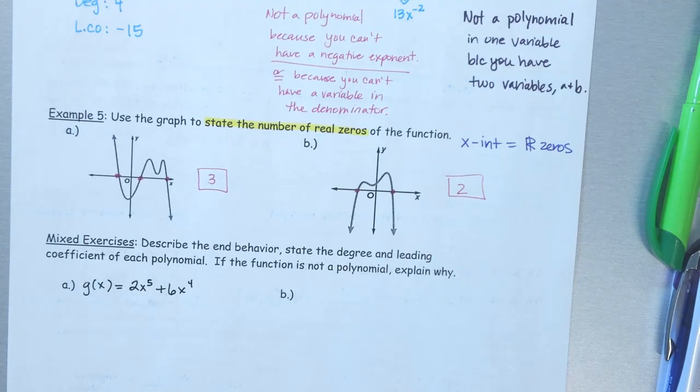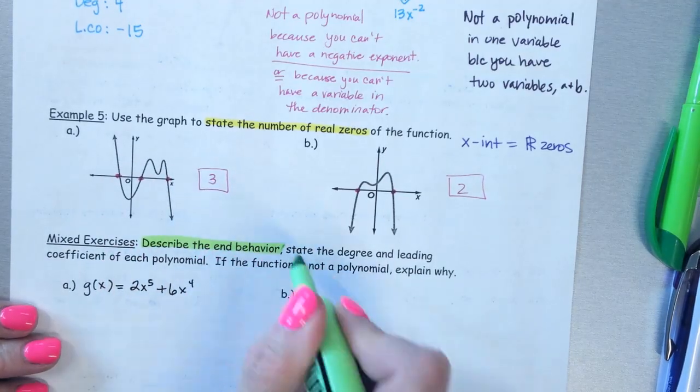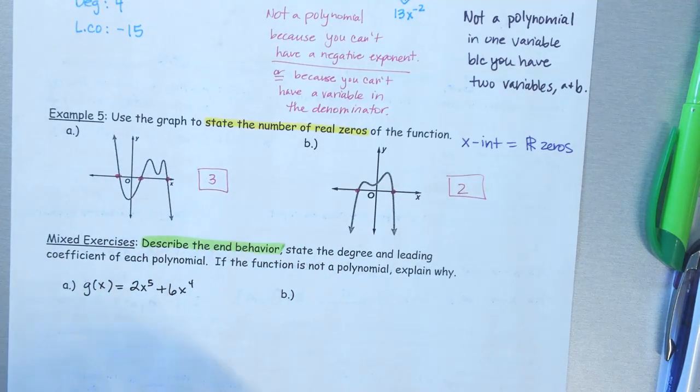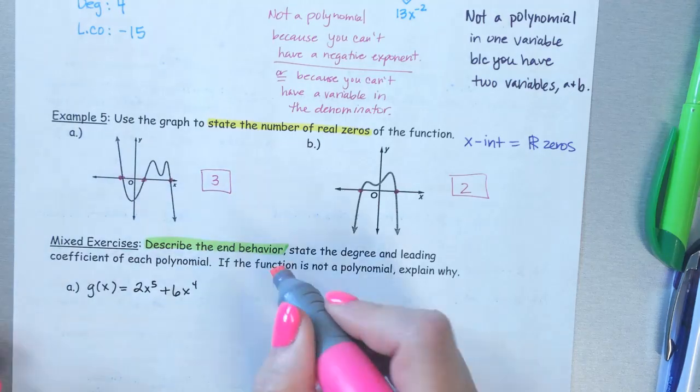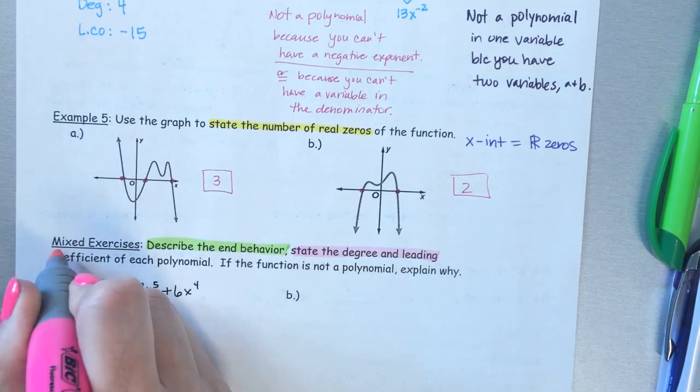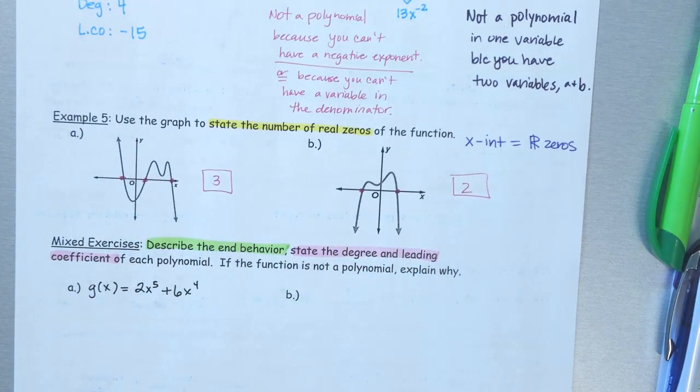Okay, now for these mixed exercises, this is going to combine a few things that we talked about today. So it says describe the end behavior. That's one thing we have to do. We have to state the degree and the leading coefficient. And then if the function is not a polynomial, explain why.